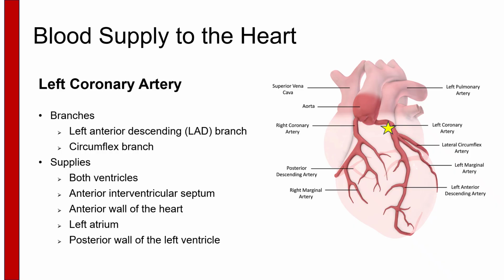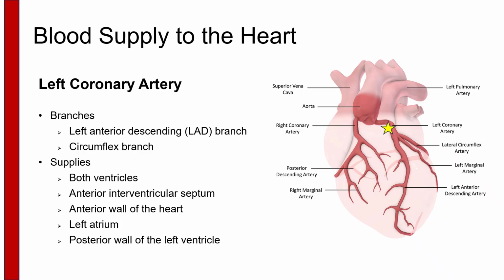Now we take a look at the blood supply to the actual heart itself. So we're first starting off with the left coronary artery. You can see in this picture there's a star where the left coronary artery sits, and it branches into the left anterior descending or LAD branch and the circumflex branch. These vessels supply both ventricles, the anterior interventricular septum, anterior wall of the heart, left atrium, and posterior wall of the left ventricle with blood.